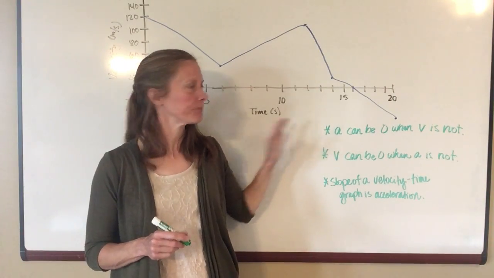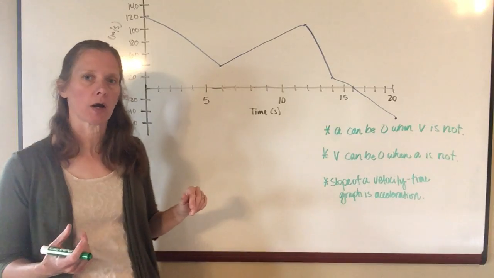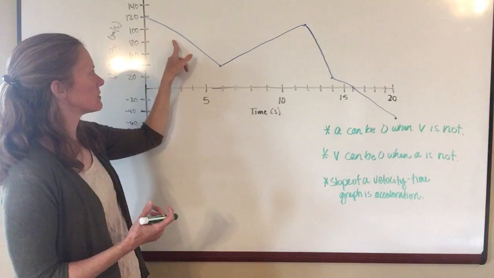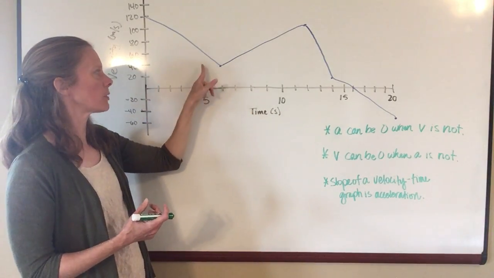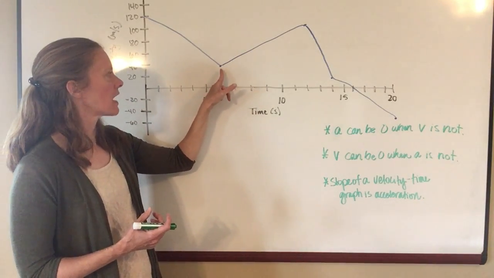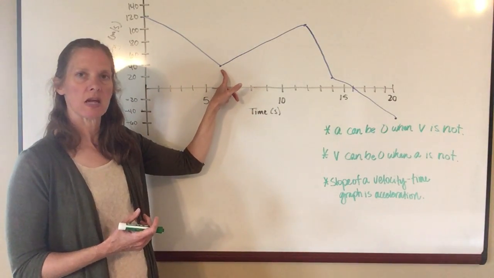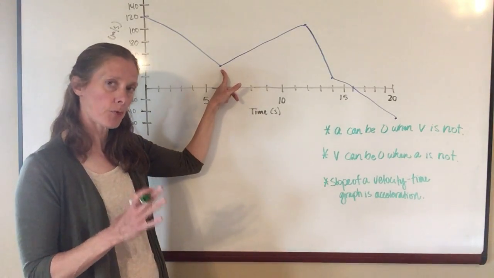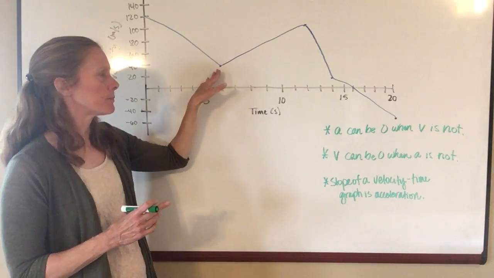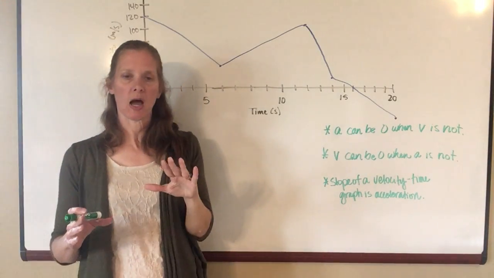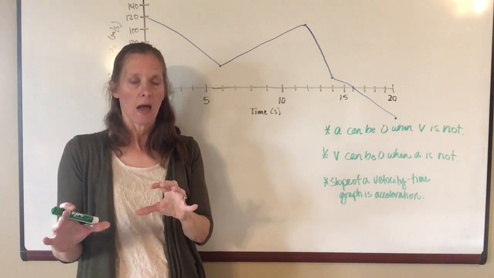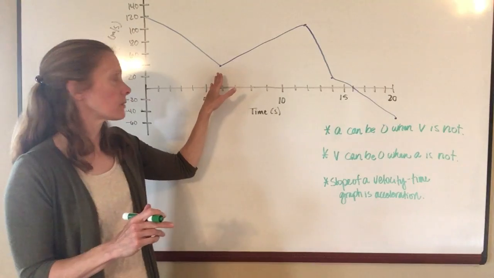So the first question was, how can the acceleration be 0 when the velocity isn't? Well, let's say that you're driving a car, and you're slowing down, and you don't come all the way to a stop, but maybe you've got your foot on the brake. And let's say that at time equals 6 seconds, you take your foot off the brake and you put it onto the accelerator. At that instant in time, when you don't have your foot on either the accelerator or the brake, the acceleration is 0.